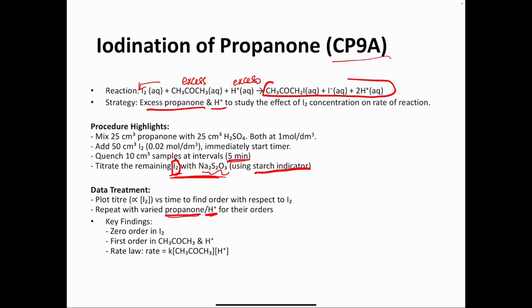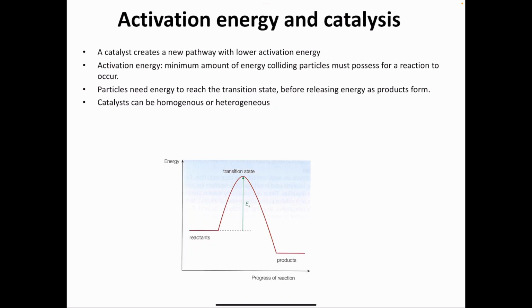So you'll find that it is zero order with iodine, first order in propanone, and first order in the acid. You're not required to know this. In the exam, they will help you to calculate. They'll give you some data that can help you get it. And the rate law is going to be rate equals K times the concentration of propanone times the concentration of the acid.